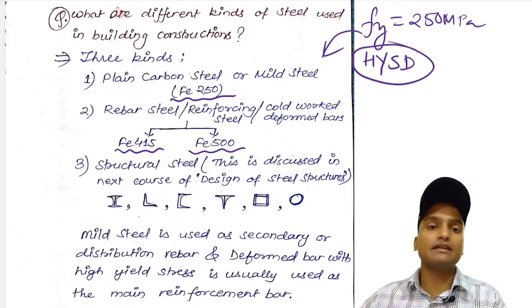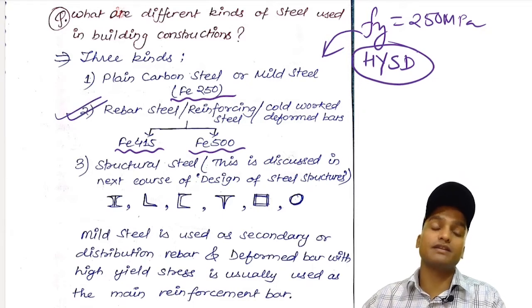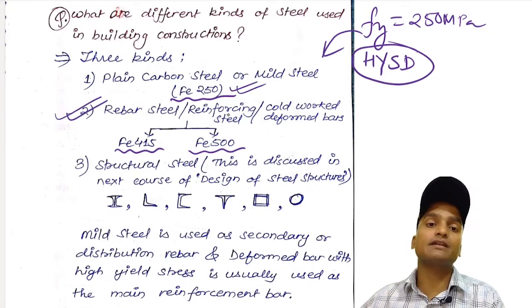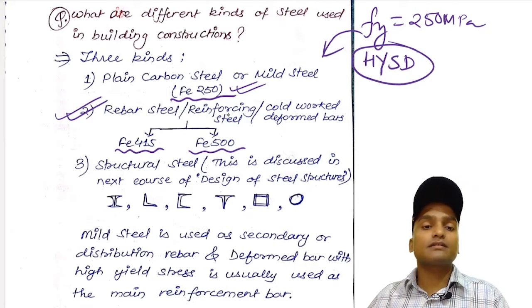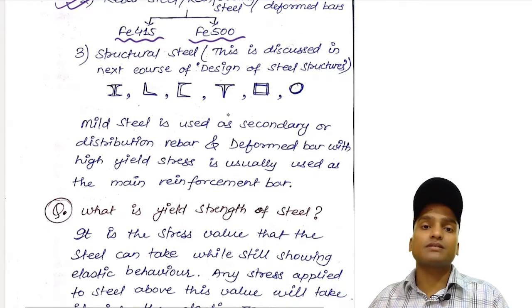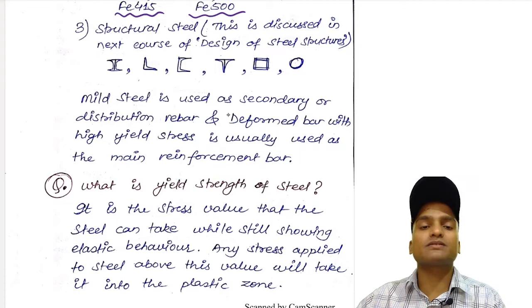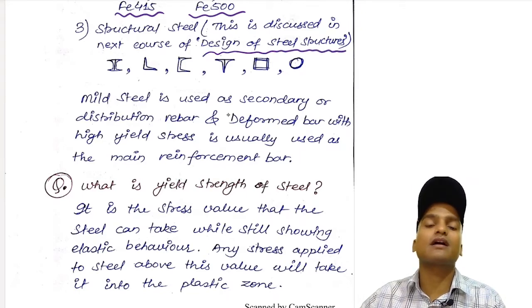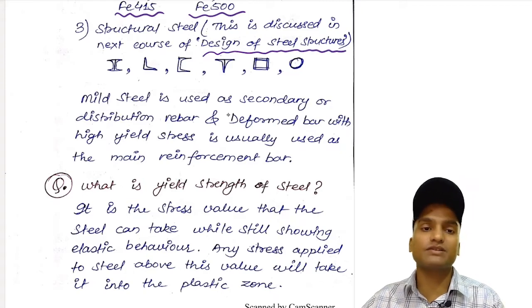You can easily understand that the yield strength in these bars is very high in comparison to plain carbon steel. The next type of steel is structural steel, and we are going to discuss this type in the next course, in the next semester, under the title of design of steel structures.